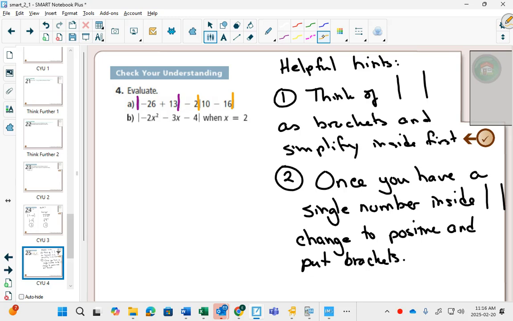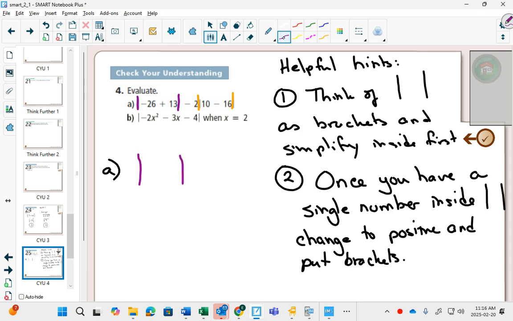But it's really easy to get that mixed up because they all look the same and they're all straight up and down. With regular brackets, it would be easy to see. They would be bent this way, and you'd say, okay, that -2 isn't in brackets because both my brackets are bent away from it. But with absolute values, that's not as easy. So for A, what we're going to do is think of the absolute values as brackets, and simplify inside first. So the purple ones.